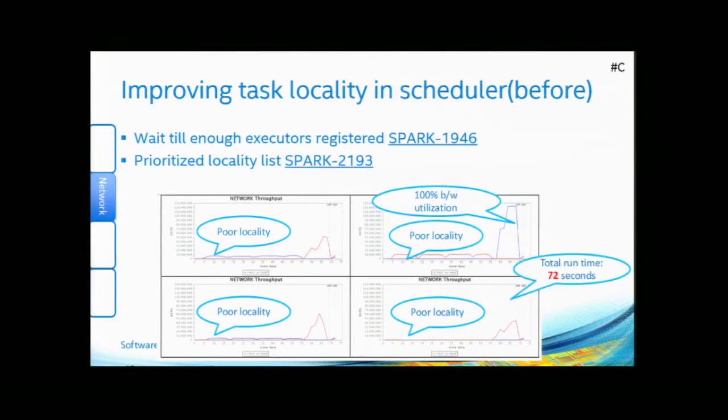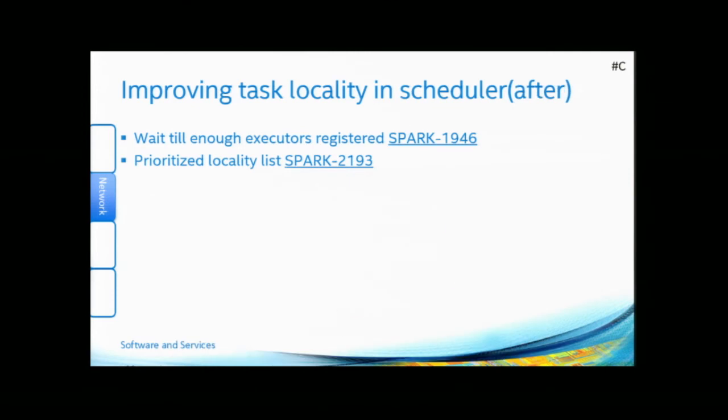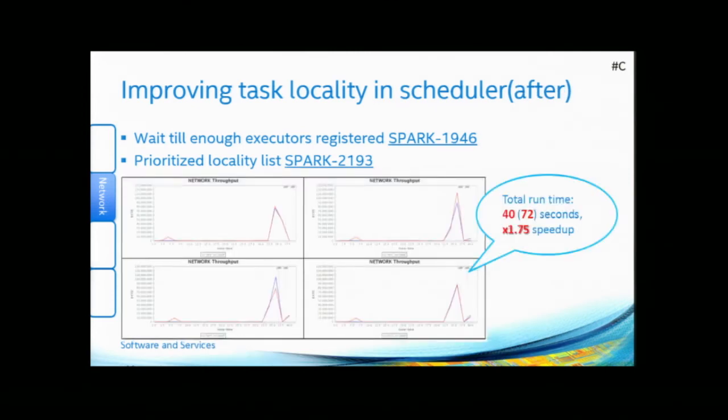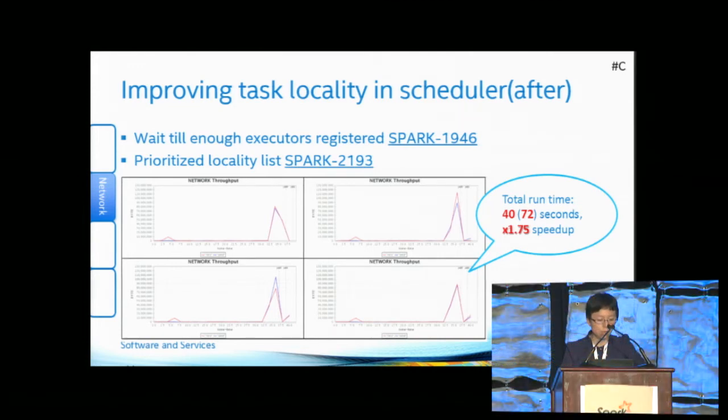So after we optimize it, you can see the locality is much better and there is no extra network traffic. And also the network bandwidth for the second stage is quite balanced. So total runtime reduced to 30 seconds, and we have a total of 1.75 times speedup. So in other words, improving the scheduler for better locality saves network bandwidth and also performs faster, okay?